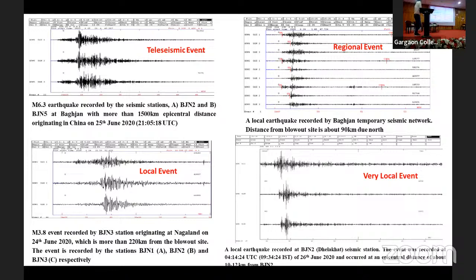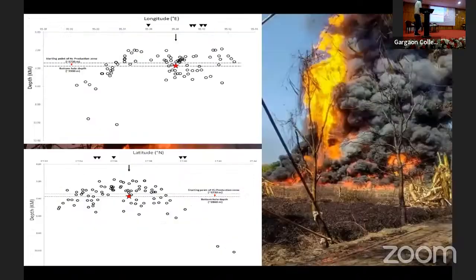The seismic events, these are events which originated thousands of kilometers away from the blowout site. The regional events are events recorded that originated within 100 kilometers of the blowout site. The local events, local earthquake events, originated within 50 kilometers, and then the very local events. These very local events are the actual induced earthquakes that originated at the blowout site. So we have plotted the depth of those induced earthquakes. You can see that both of the earthquakes are occurring near the bottom of this. The bottom of this is the depth from where water and gas have been extracted.